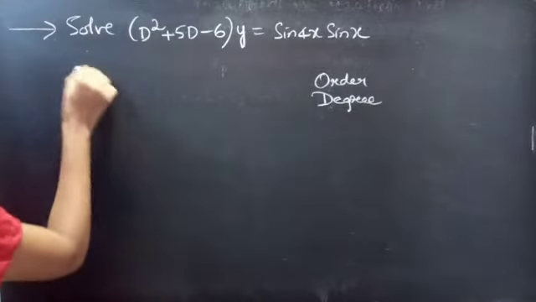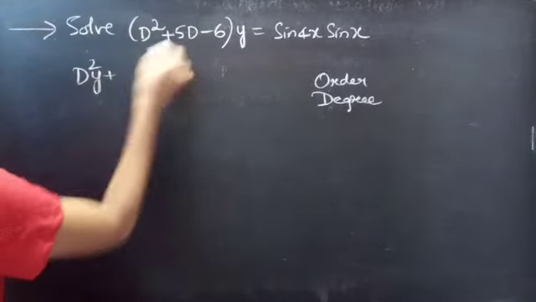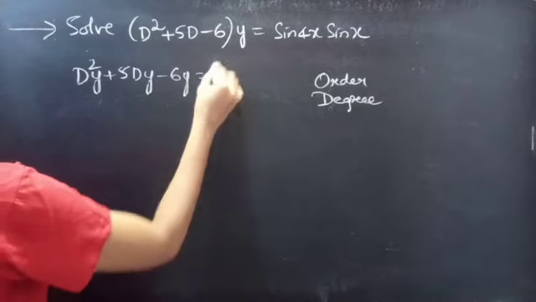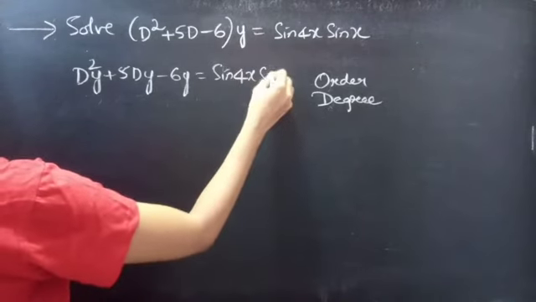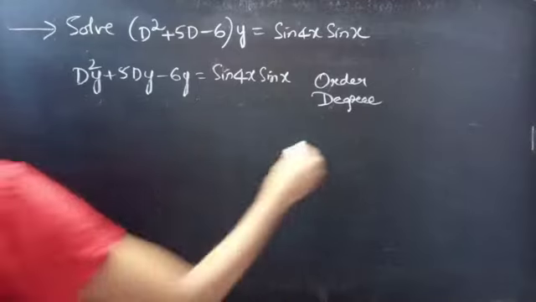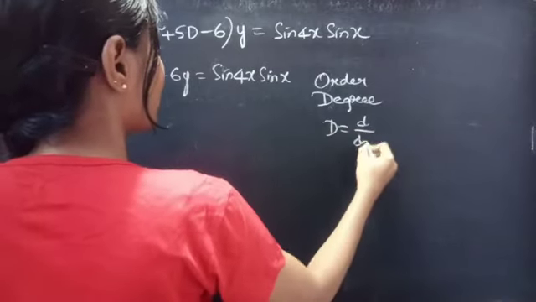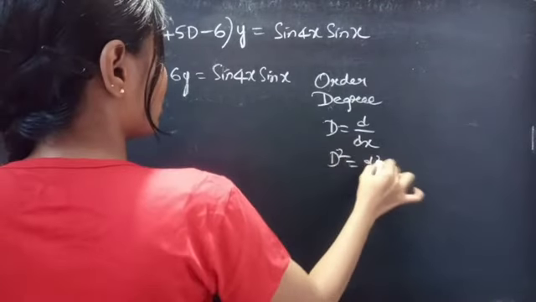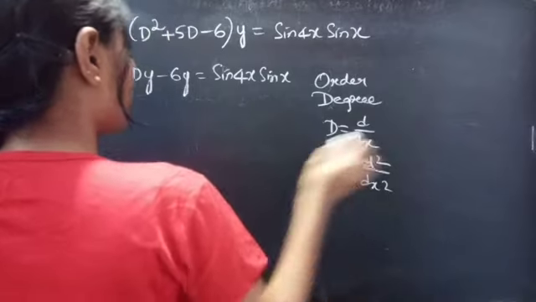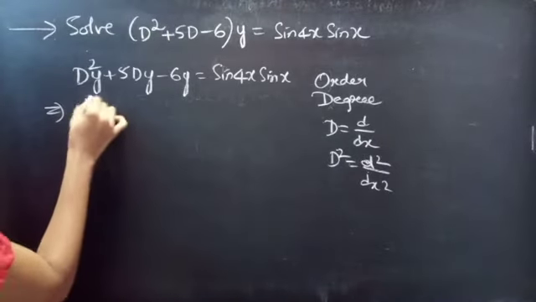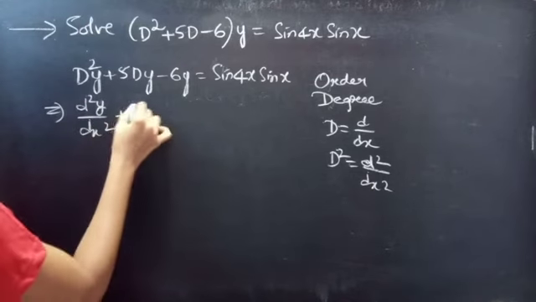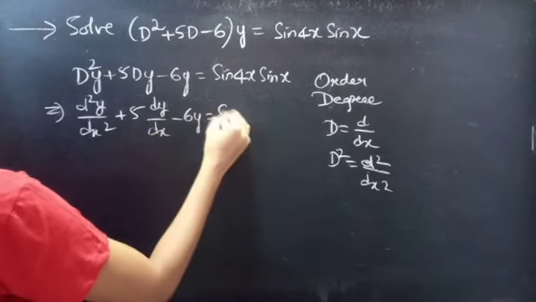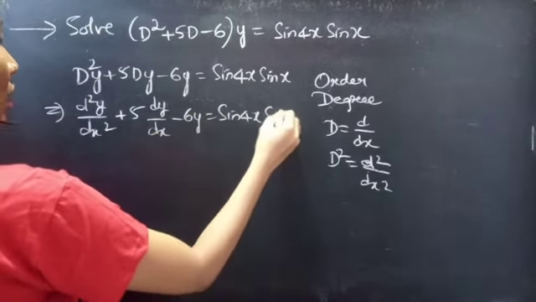We can write the given equation as d squared y plus 5dy minus 6y equals sin 4x sin x. We know that differential operator d equals d by dx, right? Then d square will be d square by dx square. Then we can write d square y as d square y by dx square, plus 5 dy as dy by dx, minus 6y equals sin 4x sin x.